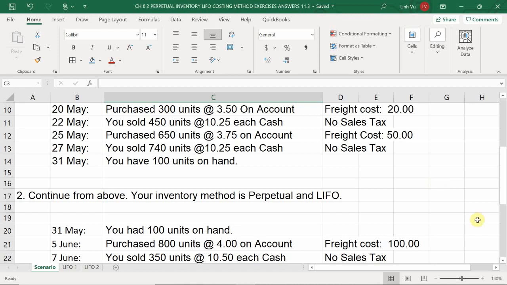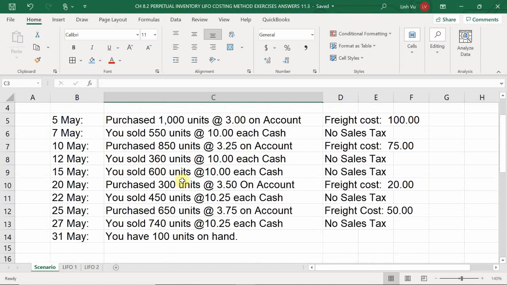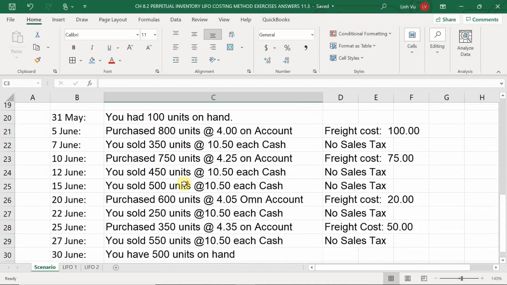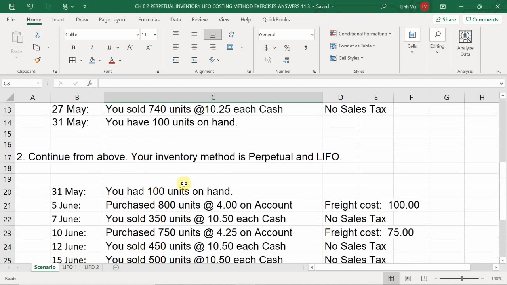Okay, so now we are finally back here. We're going to continue to the last section of the 8.2 exercises. So here we're continuing from above, and your inventory method is perpetual and it's LIFO. So we're doing a continuation.